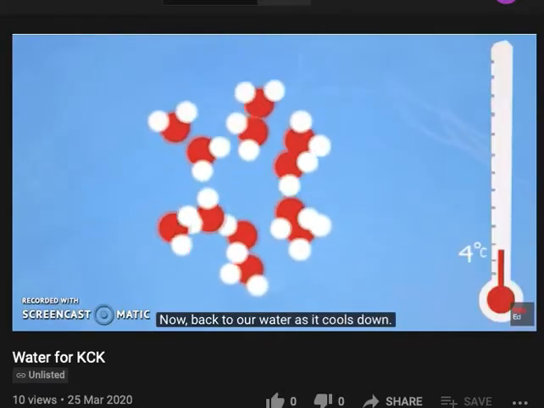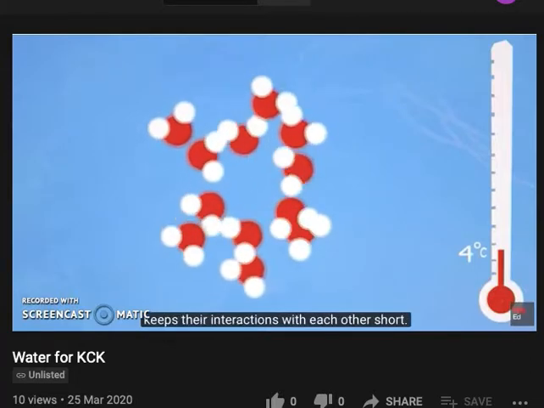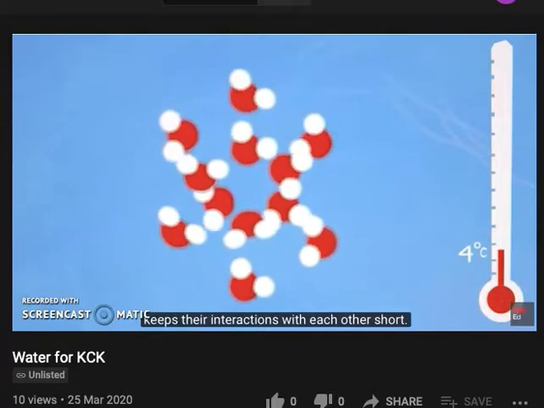Now back to our water as it cools down. Above 4 degrees Celsius, the kinetic energy of the water molecules keeps their interactions with each other short.